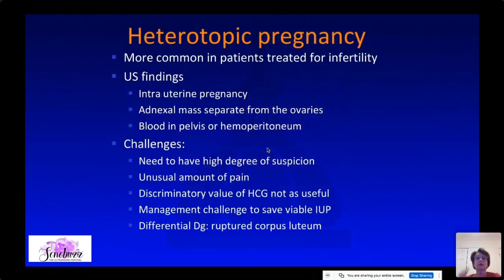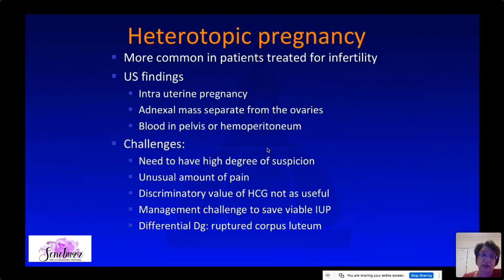Something that's not as uncommon is heterotopic pregnancy, where you have an intrauterine pregnancy with an ectopic pregnancy. It's more common in patients treated for infertility. And the challenge, again, is that, remember I said if you have an intrauterine pregnancy and a patient is pregnant, you can breathe easy, except in these cases. So what you're going to see is not only an intrauterine pregnancy, but you're also going to see an adnexal mass separate from the ovary.